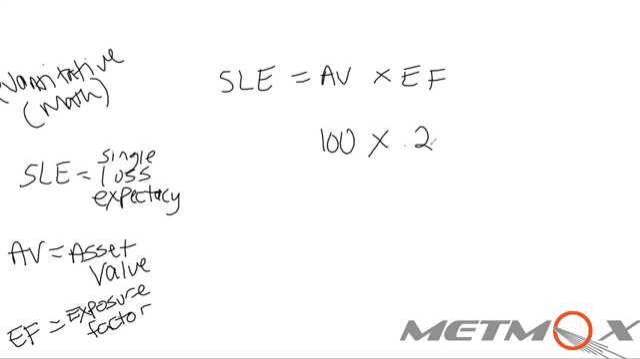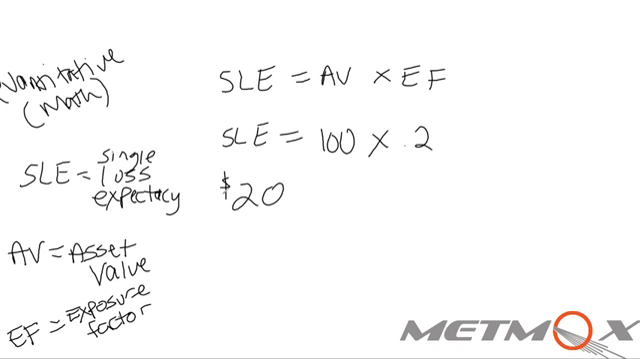So now we know my single loss expectancy. It's 20, because 0.2 times 100 is 20. So every time my website suffers a denial of service attack, I lose $20. All right, so we can't stop there, though.